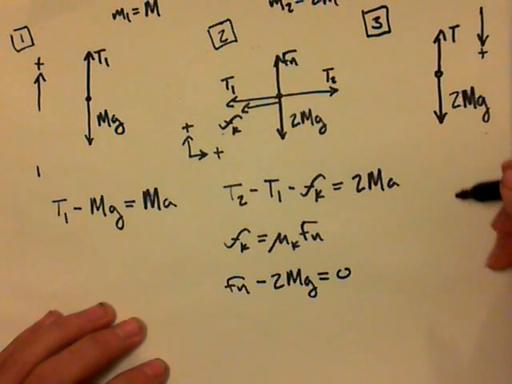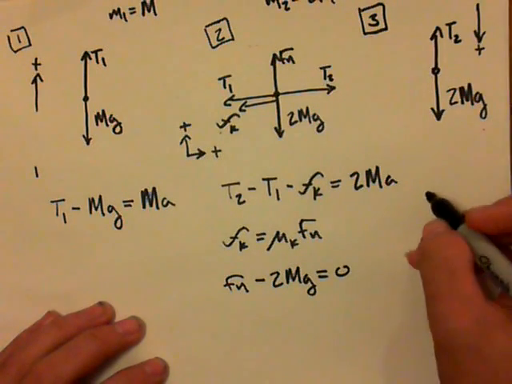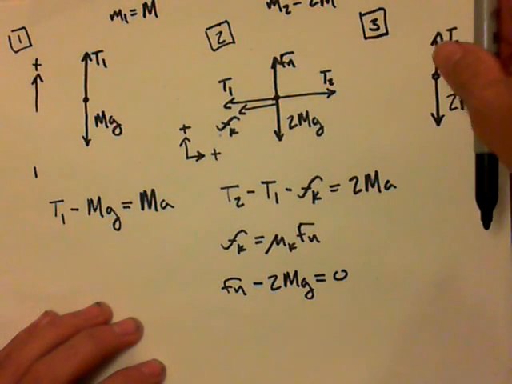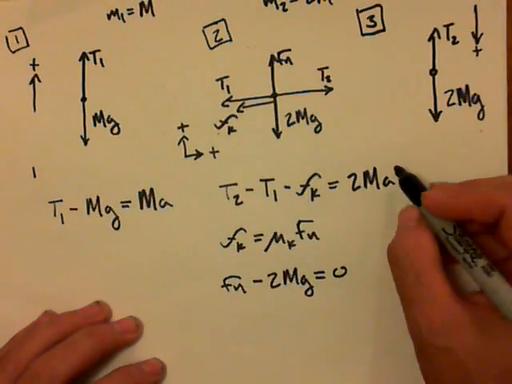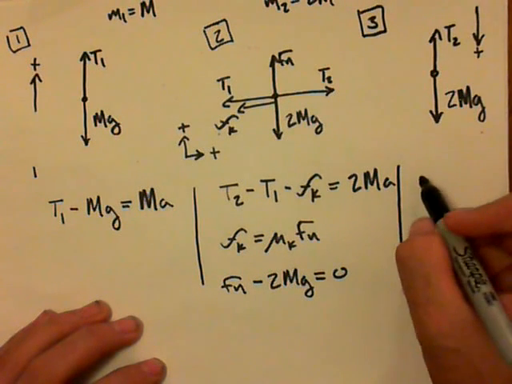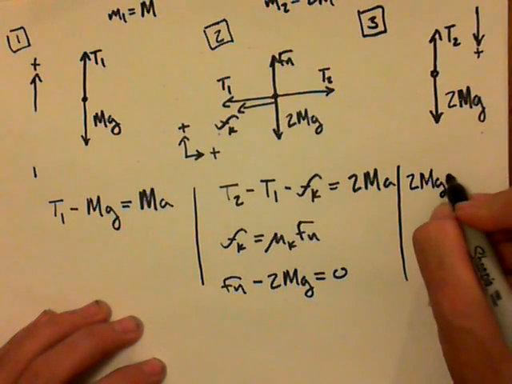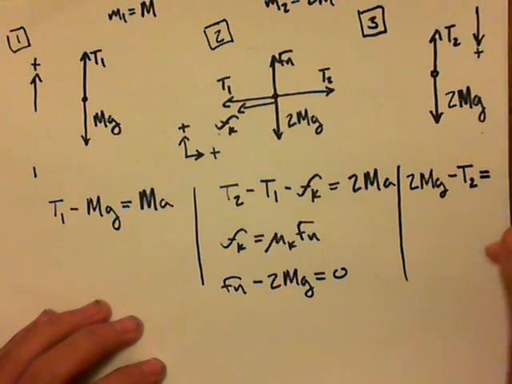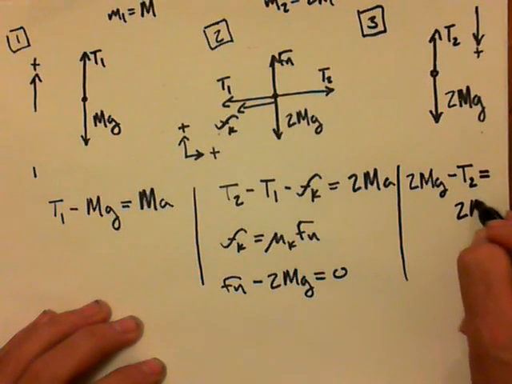Now for block 3, it's going to be pretty similar to this one. Let me put the little subscript on that. T2 now is pulling in the negative direction because I said that down is the positive direction. So gravity is pulling in the positive direction, T2 pulling against that, and then I ran out of room, so I'll put that over here. Equals 2ma.